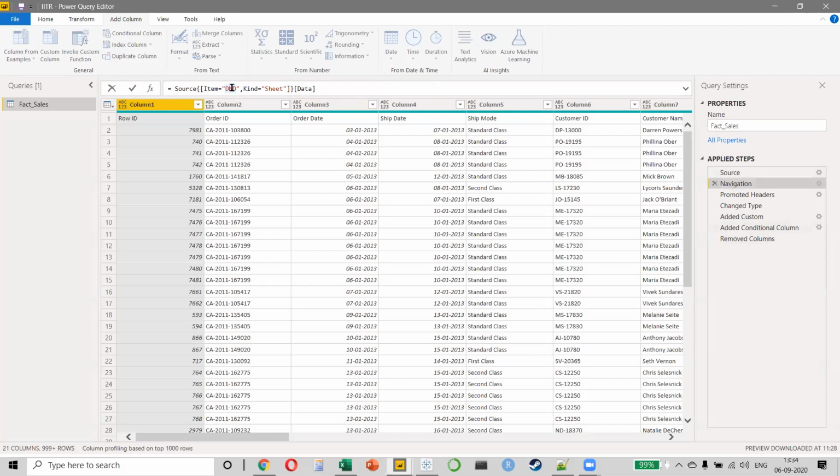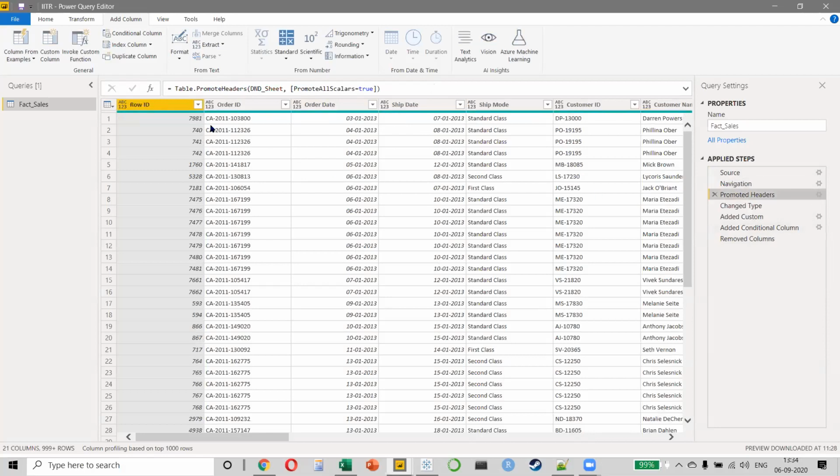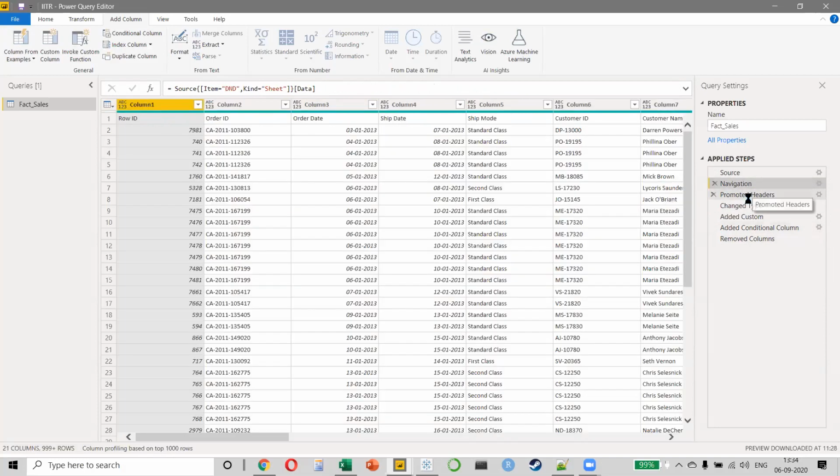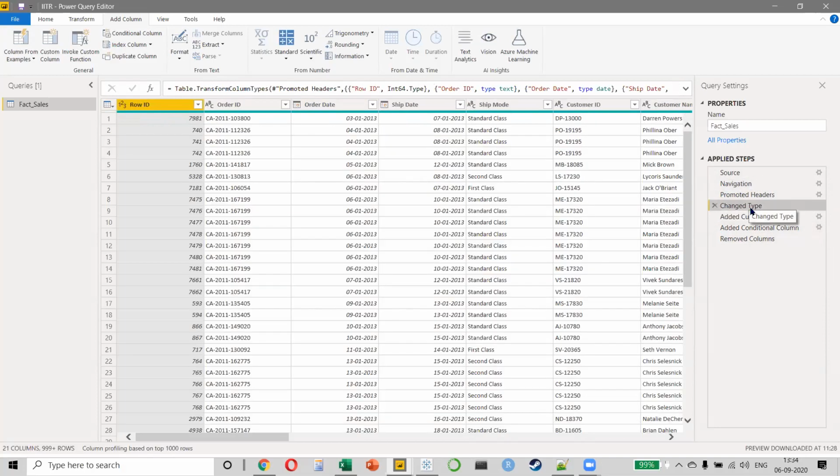Remember, this is the sheet that we picked up. After that, I made my first row ID, order date, ship date as the header. And then I changed the type. So basically I made the text value, the number, and the date. Now you must be wondering, when did I do all this: source, navigation, promoted headers, and change type? I did not. All these first 4 steps have been done automatically, right? So these are auto-generated steps.